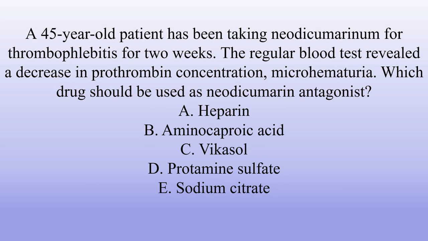A 45-year-old patient has been taking neodicumarine for thrombophlebitis for 2 weeks. The regular blood test revealed a decrease in prothrombin concentration, microhematuria. Which drug should be used as a neodicumarin antagonist? You need to find the drug which will be antagonized by the mechanism of action interaction with neodicumarin. If you remember the pharmacological group of neodicumarin, you need to find the antagonistic pharmacological group, and the drug in this case, of course, is Vicasol as non-direct coagulant.